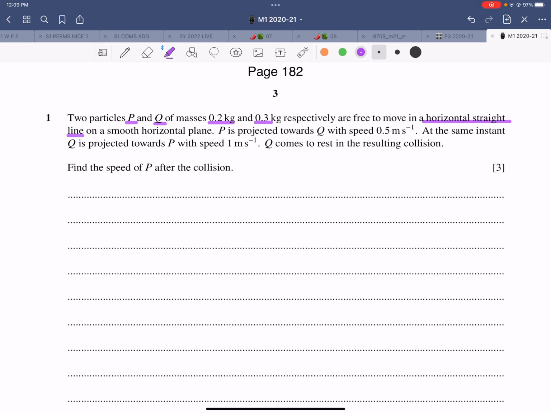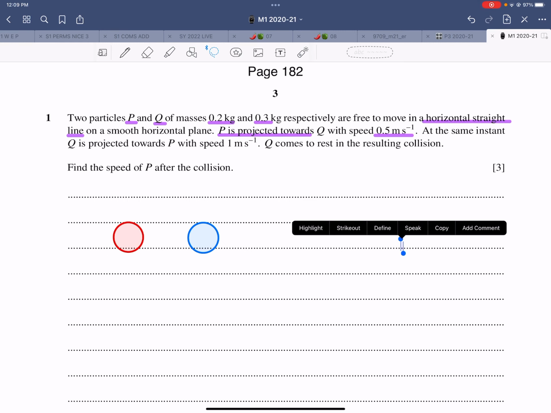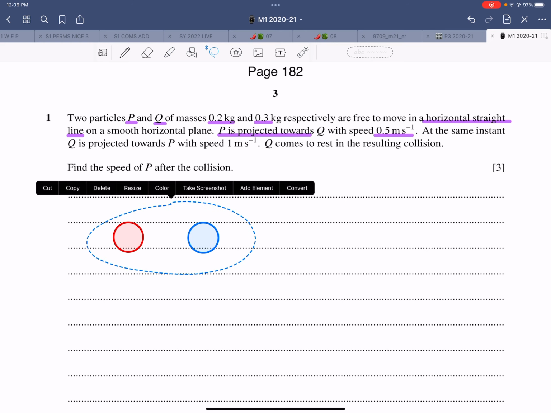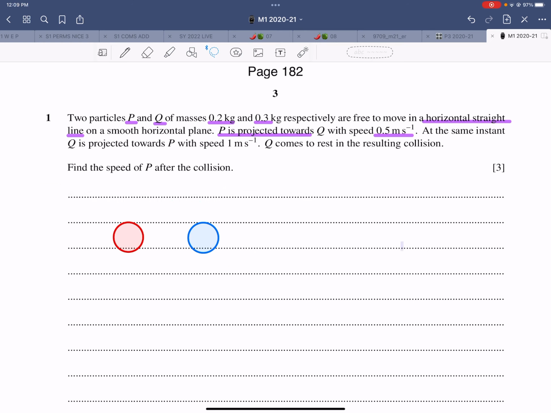P is projected towards Q with a speed of 0.5 meter per second. Now it all depends how we are going to draw that diagram. Speed to the right, I label it as positive. Speed to the left, I label it as negative. So I have drawn two particles and the rule is the same. Naturally, this is a question about collision and momentum.